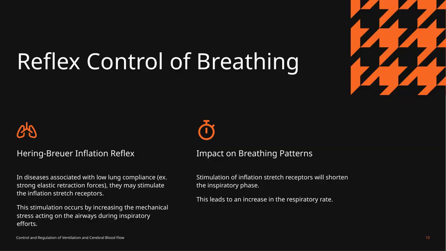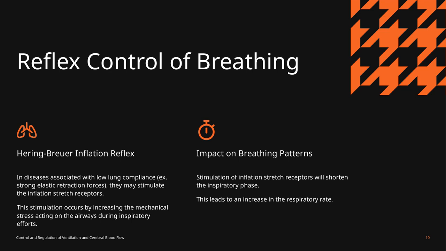Let's talk about how the control and regulation of ventilation and cerebral blood flow work, starting with reflex control of breathing. When there are diseases characterized by low lung compliance, such as those involving strong elastic retraction forces, the body responds by stimulating the inflation stretch receptors. This happens because increased mechanical stress is applied to the airways during inspiration, which activates these receptors.